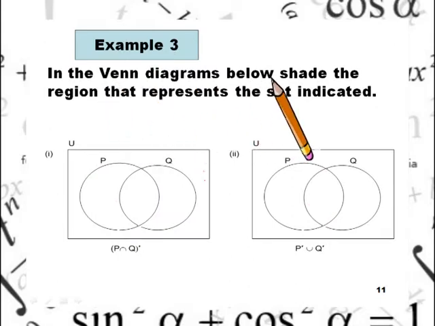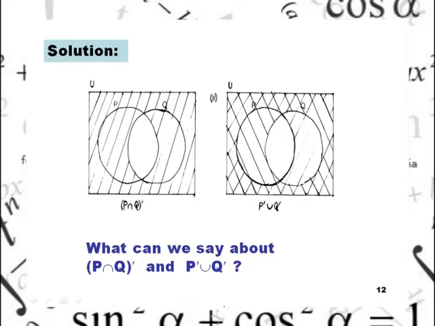Example 3. In the Venn diagrams below, shade the region that represents the set indicated. 1. P intersect Q, complement. 2. P complement union Q complement. Solution. What can we say about P intersect Q complement and P complement union Q complement?